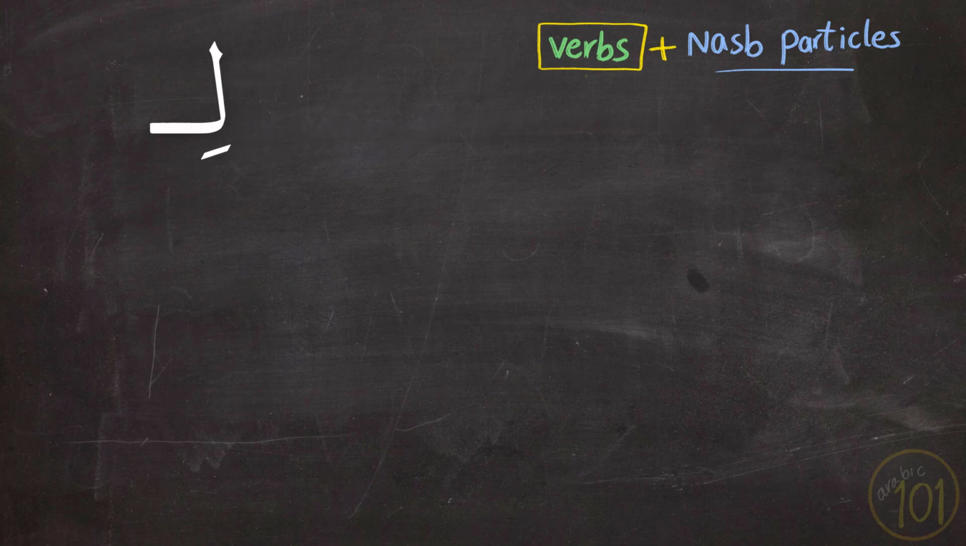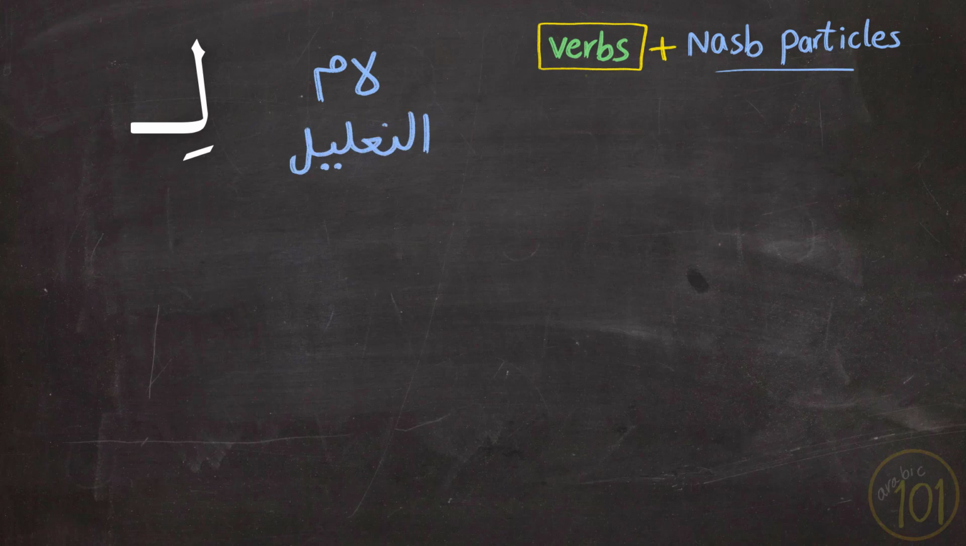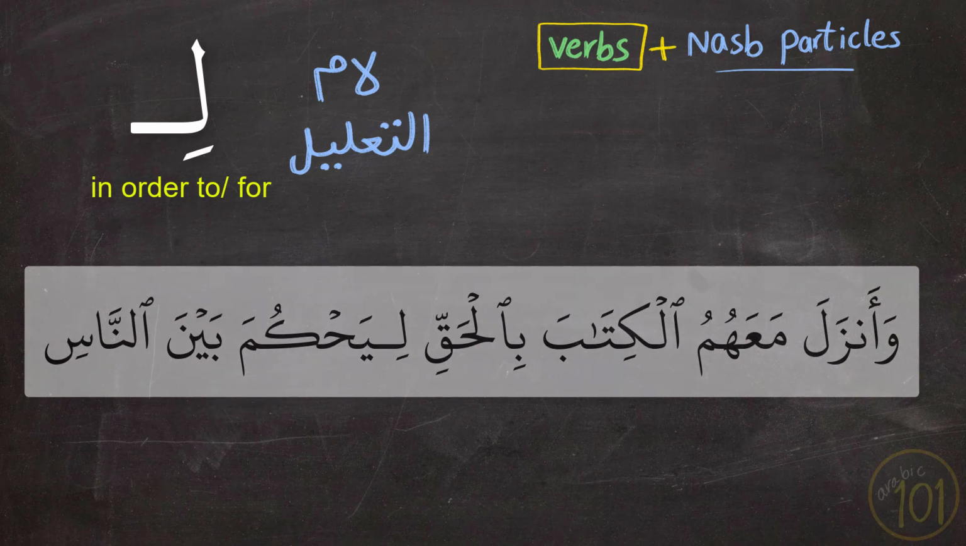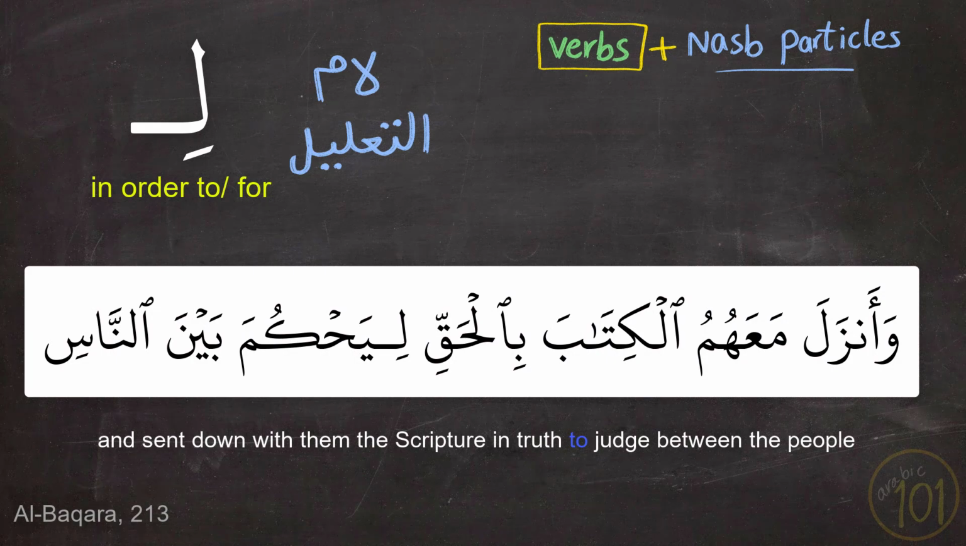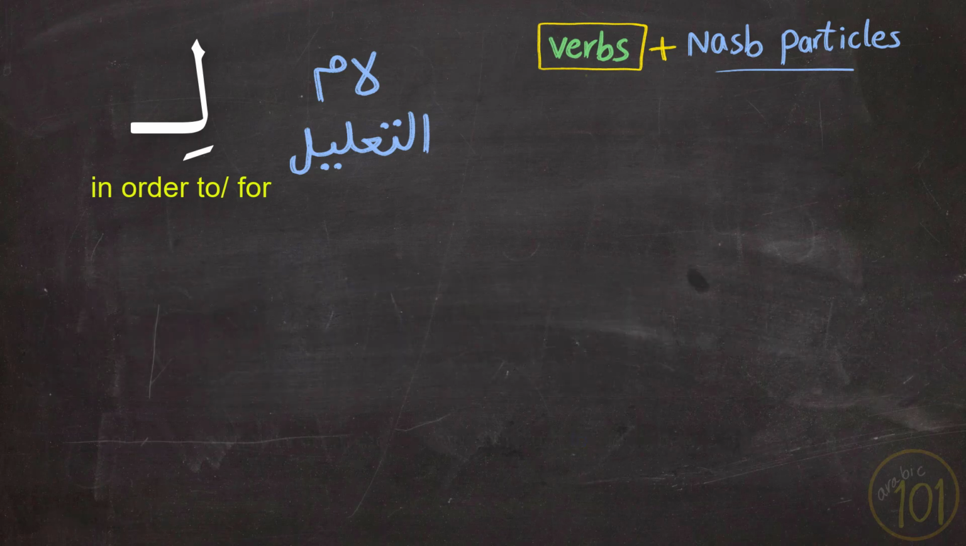The last particle is li, and this specific particle is called in Arabic lam ta'lil, which translates to the lam of explanation, and it is used to provide a reason for what was mentioned before. In other words, it means in order to or for, like what we see in these examples. وَأَنزَلَ مَعَهُمُ الْكِتَابَ بِالْحَقِّ لِيَحْكُمَ بَيْنَ النَّاسِ. One more example.